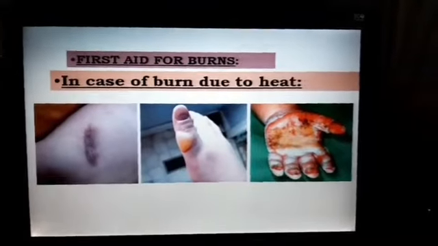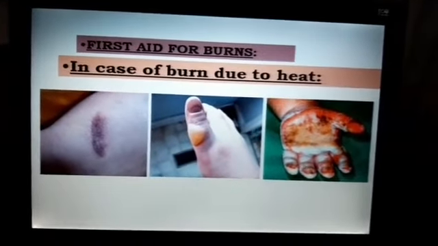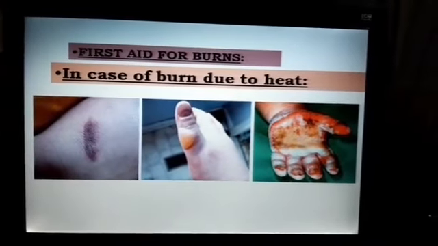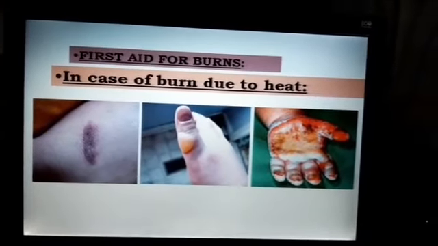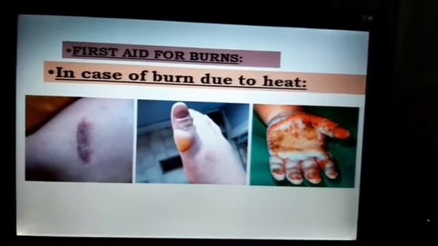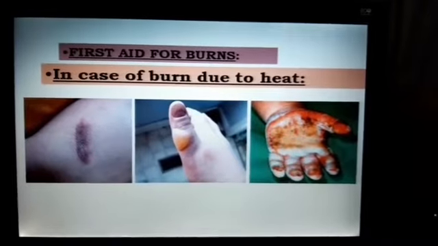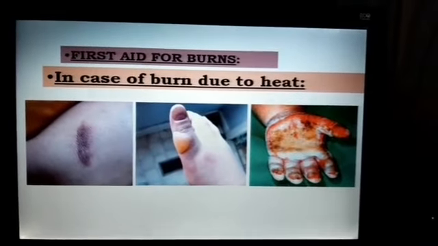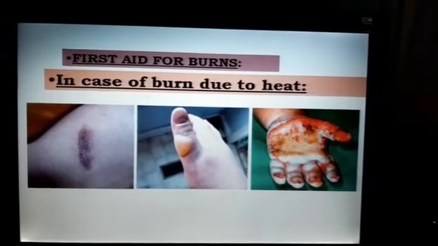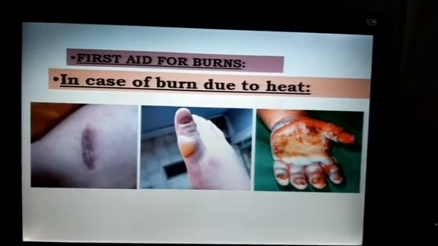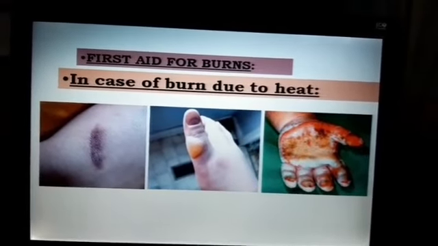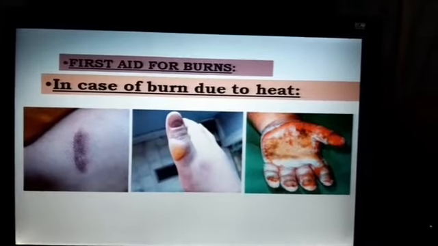Next, first aid for burns. In case of burn due to heat, number 1: in case the burn is small, the skin becomes red and no blisters are formed. In such cases, we should wash or put the burnt area under running cold water so that the skin can cool, and then we can apply antiseptic cream over the burnt area.